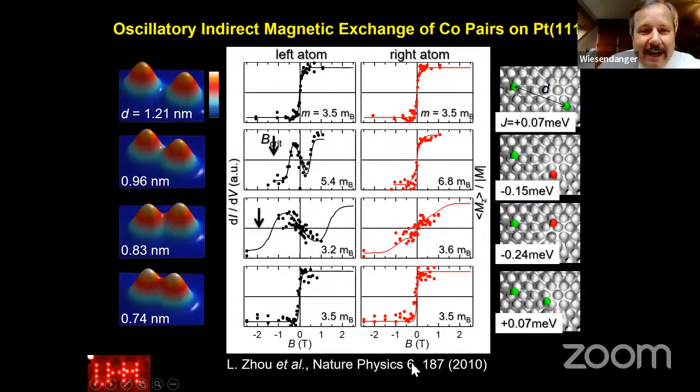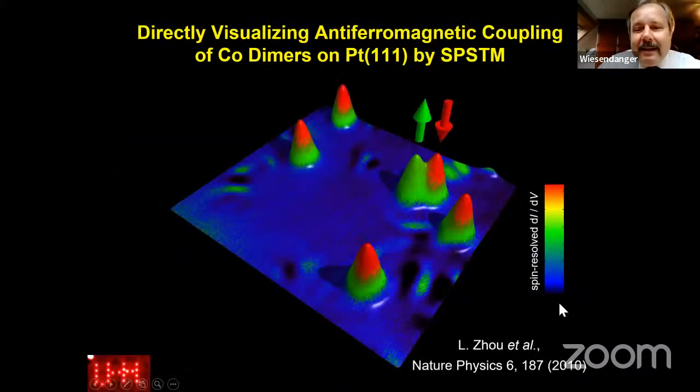What is the way to prove this experimentally? We just look at these distances of 2 cobalt atoms and map out the spin-resolved signal as a function of spatial coordinate. And you see immediately, indeed, that you have an antiferromagnetically coupled pair. You have here the strong difference in spin-related signal of the 2 atoms, which are otherwise completely identical. Both are cobalt atoms sitting on the same adsorption site on platinum, but this is due to the different spin orientation.